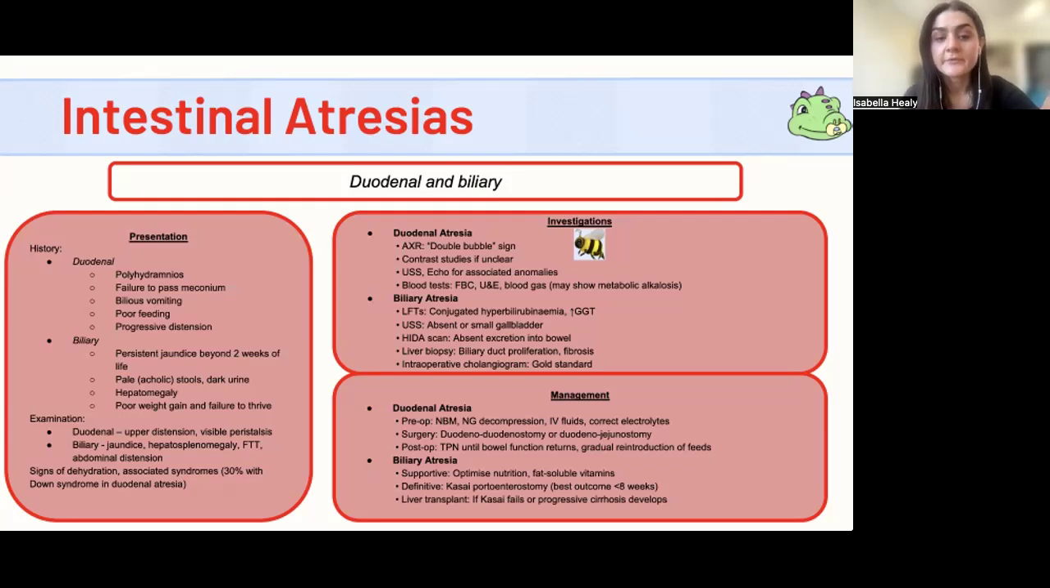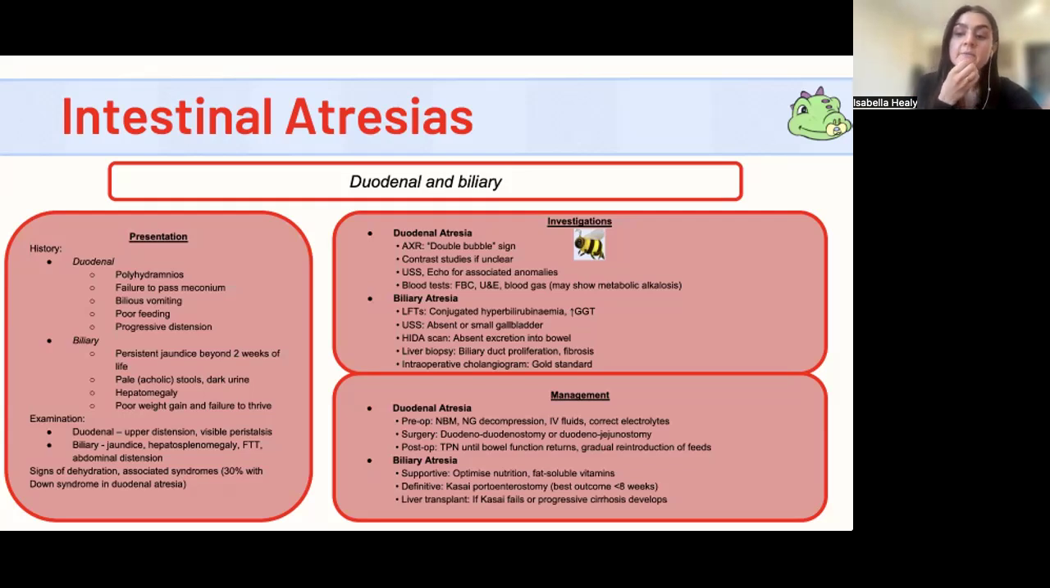So for duodenal atresia, preventive management, keeping the little person nil by mouth, nasogastric decompression, IV fluids, and correcting of electrolytes if it needs to be. The surgeries are as listed there. And the key is post-operatively, they usually need TPN until their bowel function returns, just to get them nutritionally up to speed.